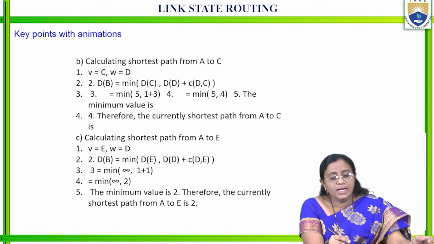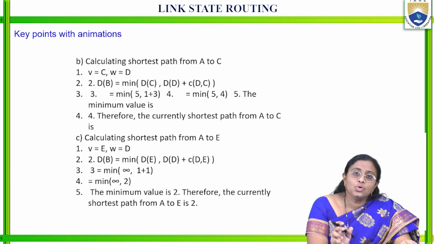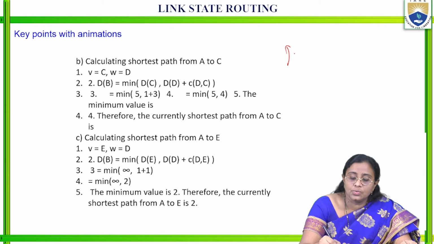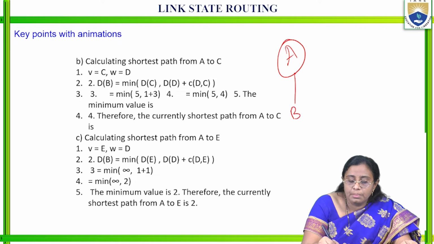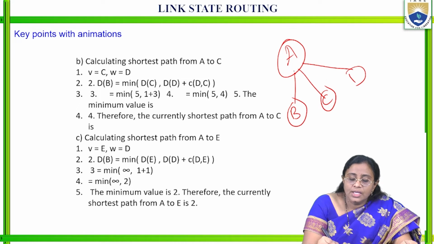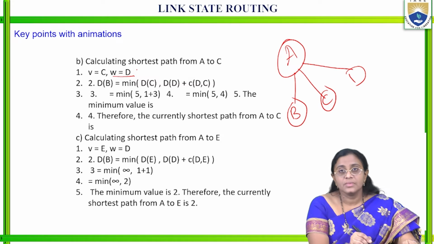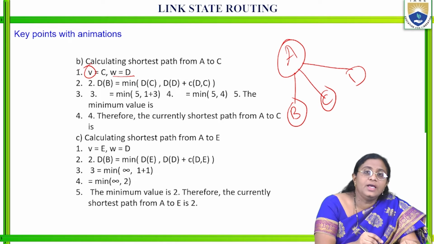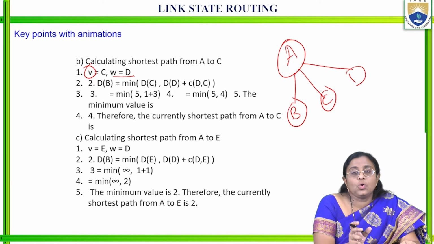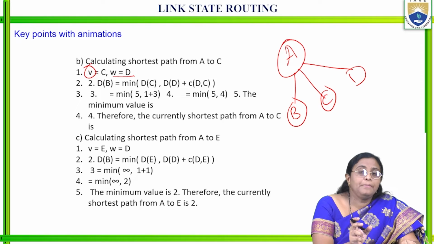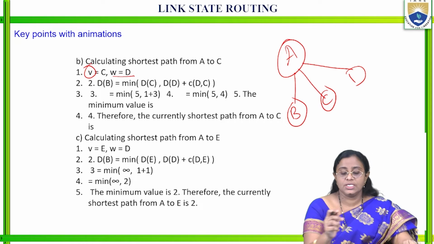So here, calculating the shortest path from the root node to C. That means A, B, C, D. And we can calculate A to B, and over here A to C. So V is equal to C, and W is equal to D. V is already defined. It is nothing but the set of least cost paths, and it is used to define the cost of a path while traveling one data packet from one source to another destination.